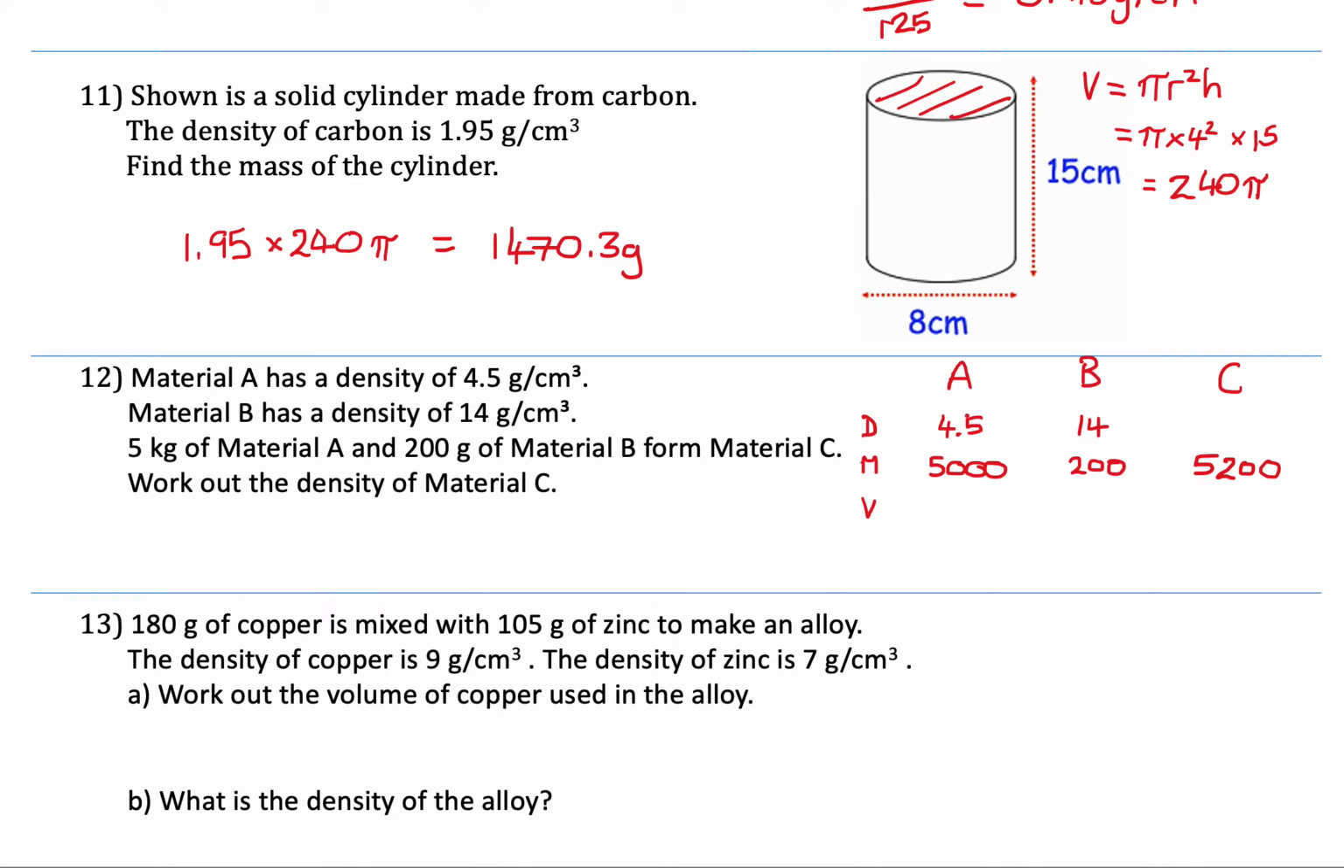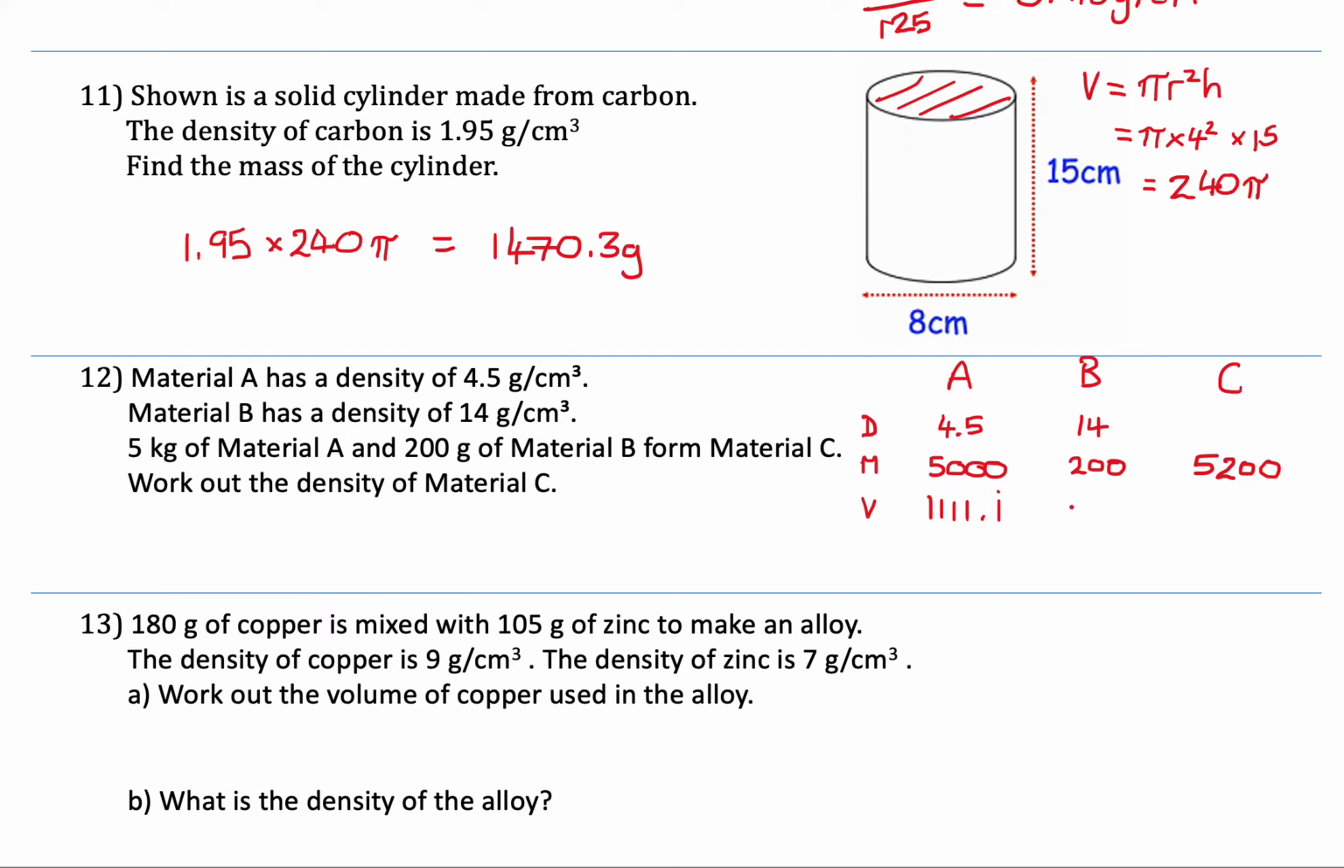So I'm going to work out the two volumes of A and B, add them together, that will give me the volume for C, and then I can use that to work out this missing one here. Okay, so volume is mass divided by density, so 5,000 divided by 4.5 gives me 1,111.1 recurring.